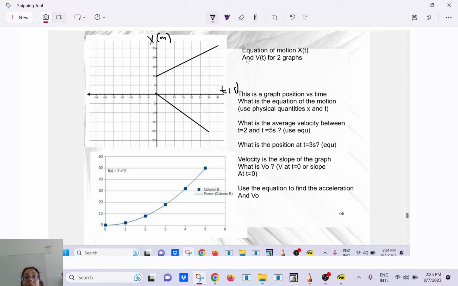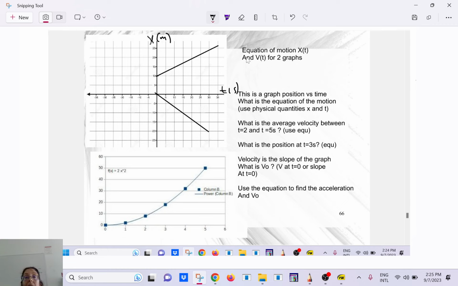So the initial position on the number line at t equals 0 is 10, and the velocity is 0.5 meter per second. So every second you move by 0.5, or every 10 seconds you move by 5 meters. This one is also a line, so it's not a parabola. Therefore, it's moving at a constant velocity. Therefore, you're going to have y equals mx plus b.